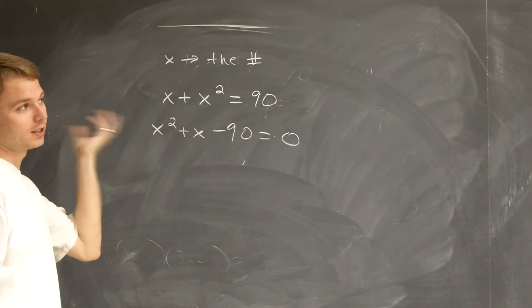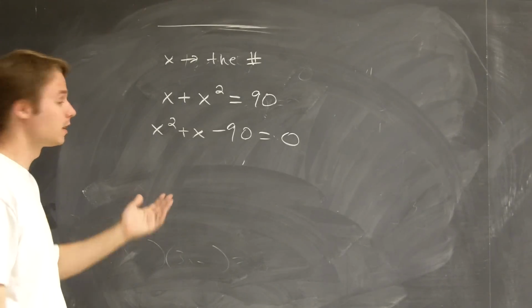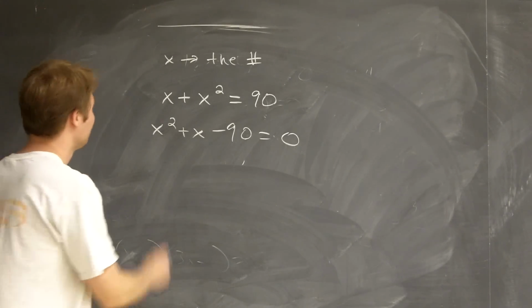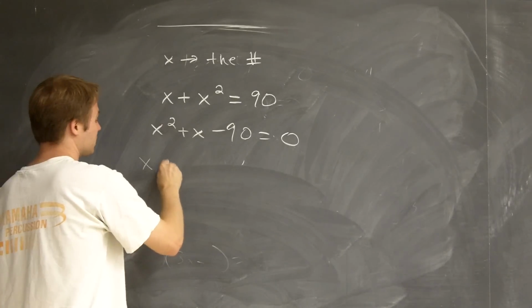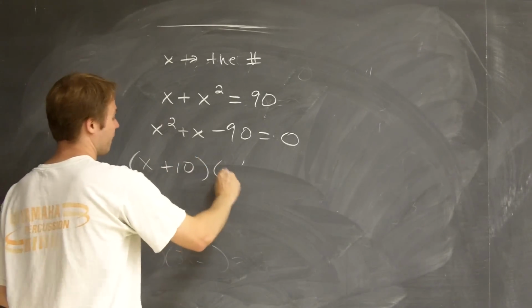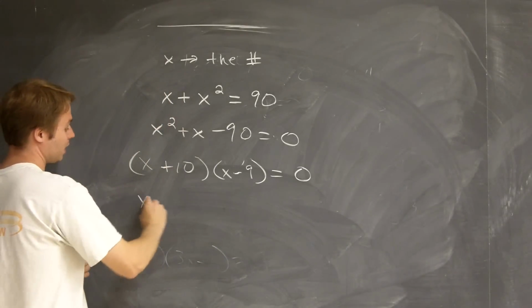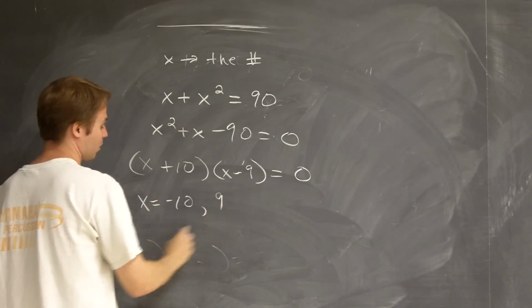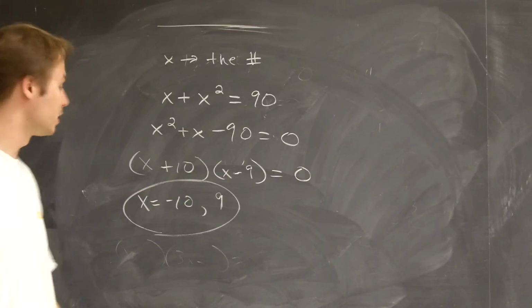This one's actually easier than it seems. It's just 9 times 10, right? Negative 9 times positive 10. So this should split up into x plus 10 times x minus 9 is equal to 0. So I should get that x is negative 10 or x is positive 9 for my two answers if I split those two up into individual equations.